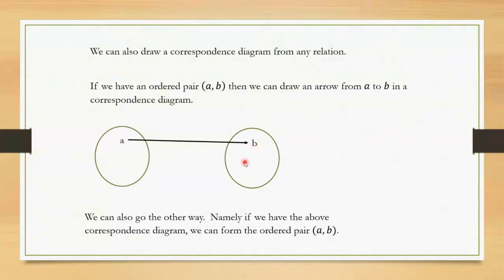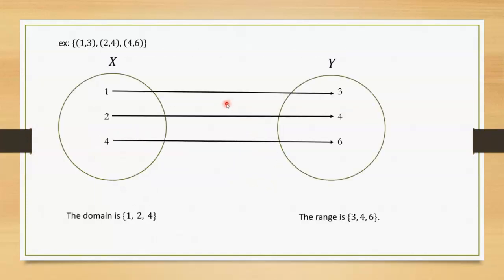Now, you could also go the other way around. Namely, if I give you a correspondence diagram, you can make a relation out of it. Essentially, from here, you would go to the ordered pair, and then you would get to the relation. Okay. In fact, here's this example. We can actually go from this relation to this correspondence diagram, right?